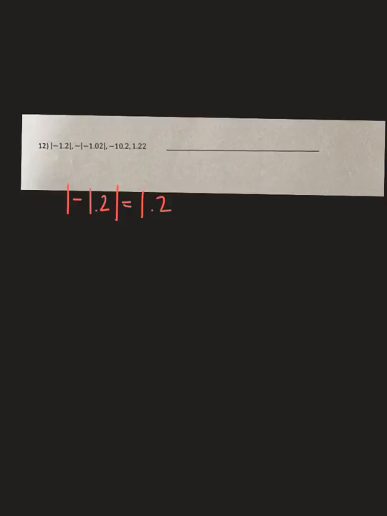The next one we have here is the negative absolute value of negative 1 200. So what does that actually equal? Well, the absolute value of negative 1 200 would be 1 200, but we got to take the opposite of that because we've got that negative on the outside. So negative 1 200.